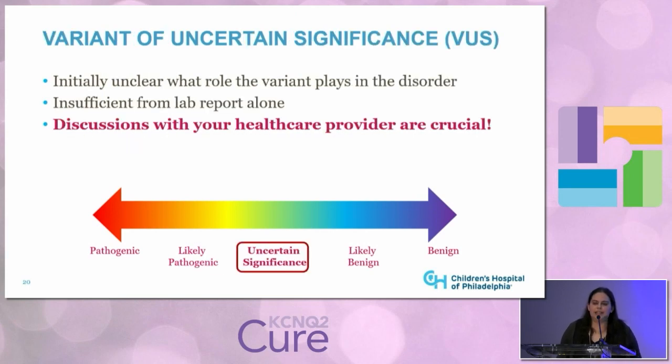And then the last way that variants may be reported on your genetic testing results is what's called a variant of uncertain significance, which means that it's unclear what role the variant is playing in the disorder. There's not enough evidence to say one way or another whether this variant is disease-causing or not. So it's important, if you get back this type of result, to discuss this with your healthcare provider in order to better evaluate the role of this variant in your child's condition, as well as what next steps may be taken to resolve this uncertainty.